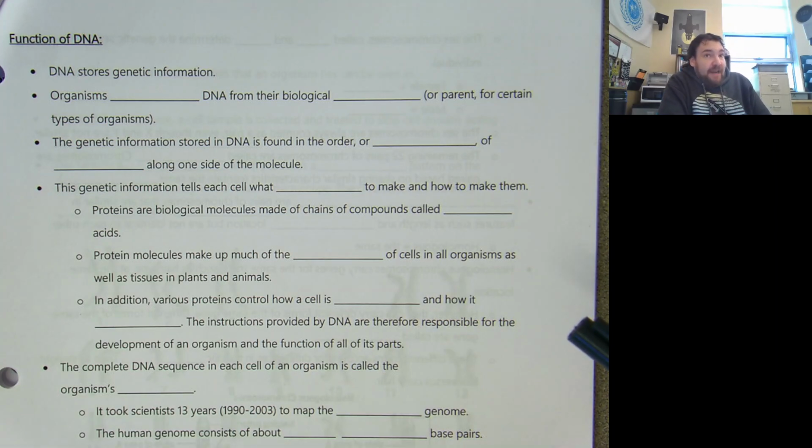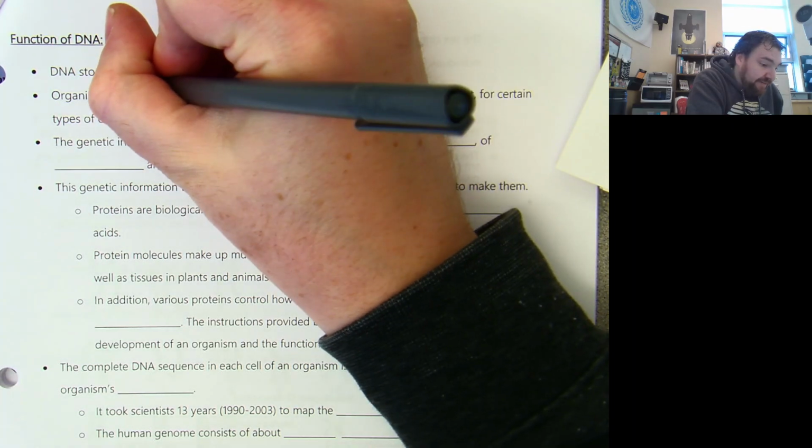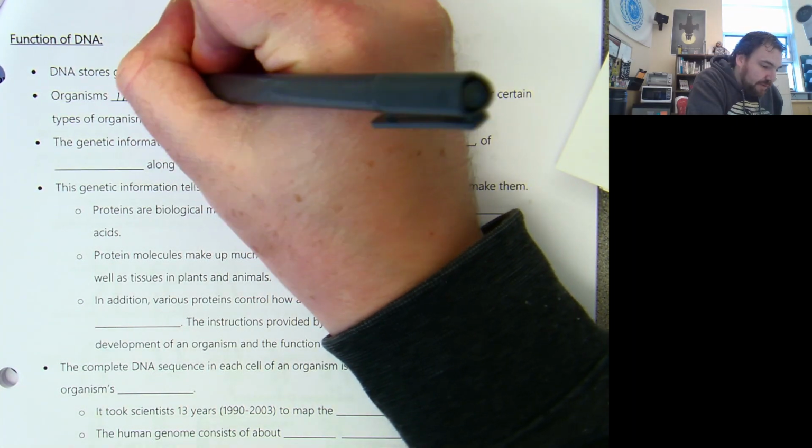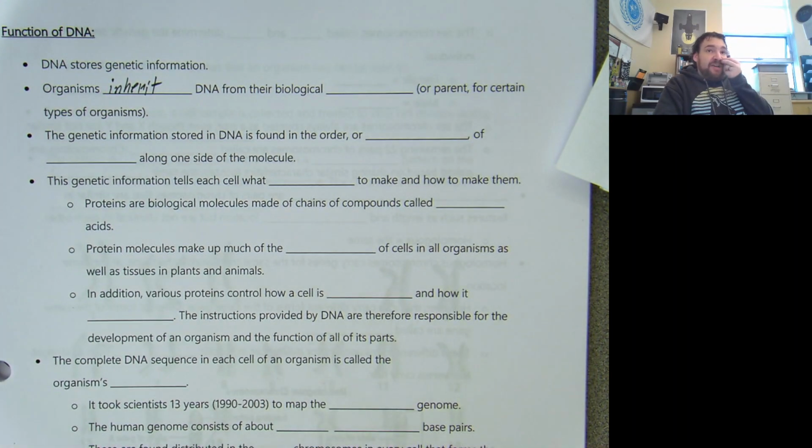So, function of DNA. DNA stores genetic information. Period. That is its role. Organisms inherit. You get an inheritance, more than just an inheritance of cash from your parents, perhaps. You inherit their DNA.